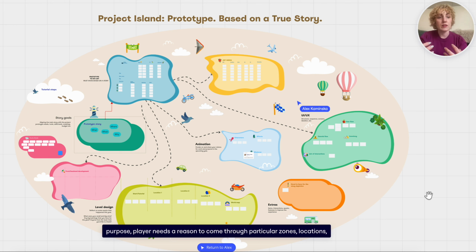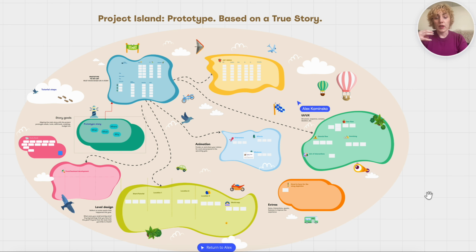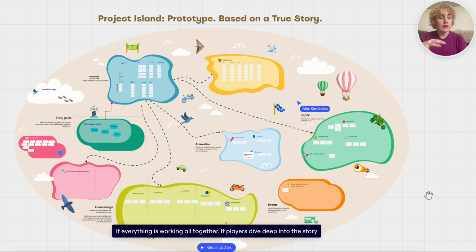Players need a reason to come through particular zones, locations and tutorial steps, to investigate the location and find out what the goal is, to jump into the flow. They need to see the purpose. If everything is working together, and players dive deep into the story immediately from the first tutorial step, it feels different than if they just press a button or take a sword. It dives you into the direct flow when you have all the details of the game integrated together.